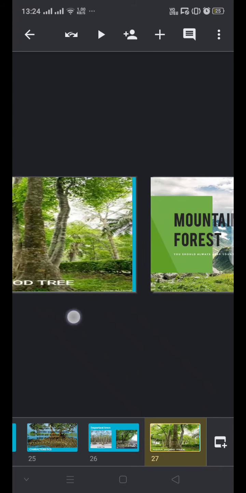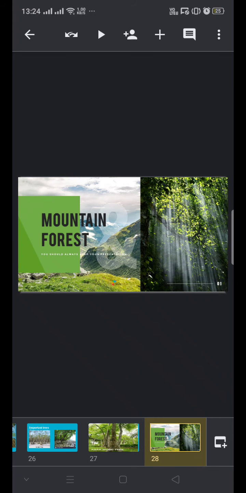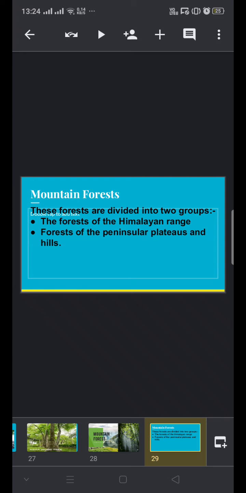Okay, next we come to the mountain forests, and this is greatly influenced by the decrease in temperature with the increase in height above the sea level. Temperatures here are 12 to 13 degrees Celsius, rainfall 100 to 300 centimeters, humidity 56 to 65%. Now these mountain forests are divided into two groups: the forests of the Himalayan range and the forests of the peninsular plateau and hills.